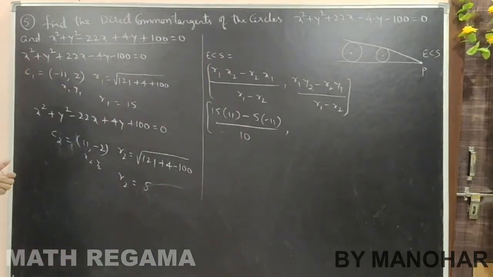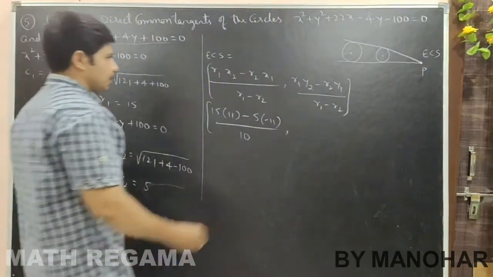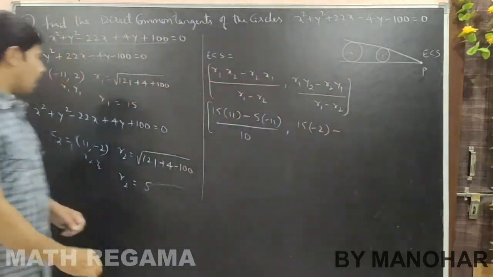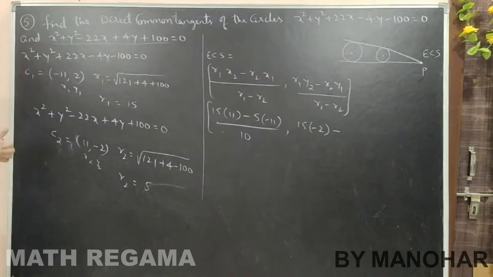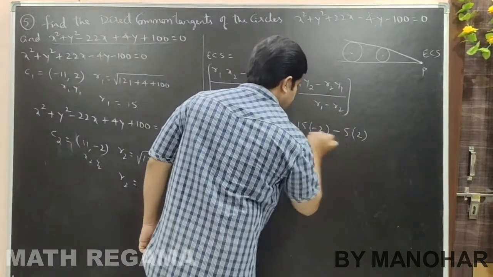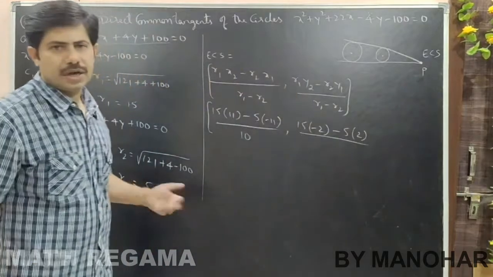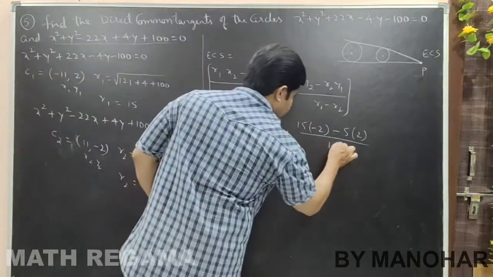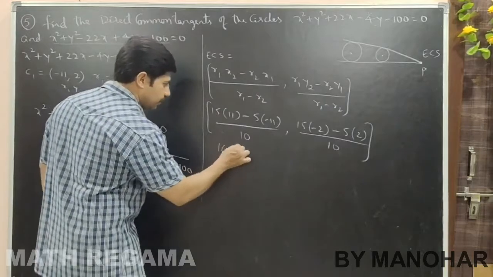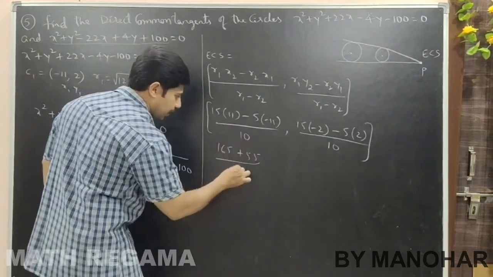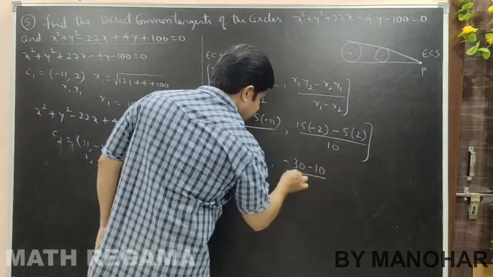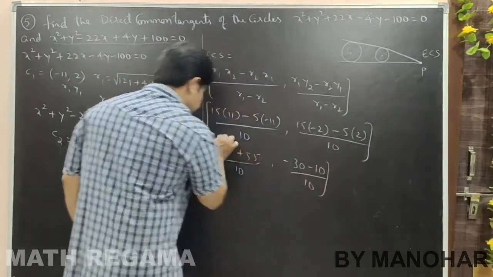15 and y2. 15 into minus 2 minus R2 y1. R2 y1, 5 into 2, divided by R1 minus R2, which is 10. So we'll calculate this. So 15 11s is 165 plus 55 by 10 comma minus 30 minus 10 by 10.